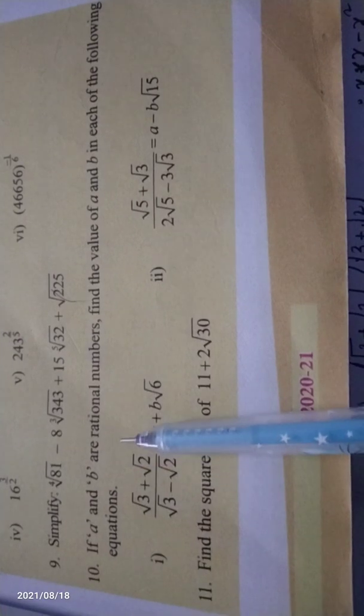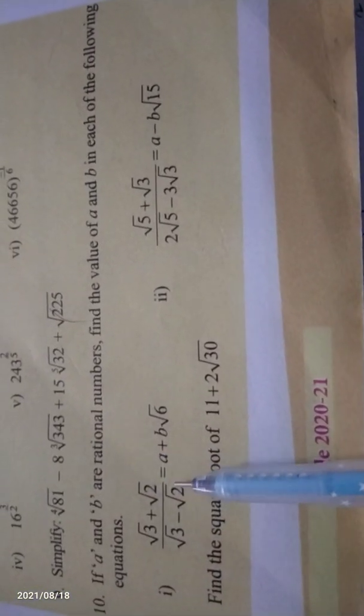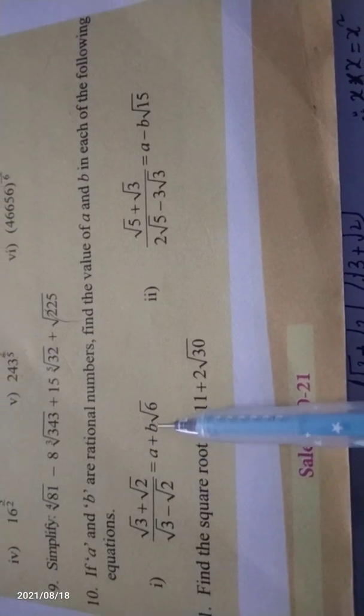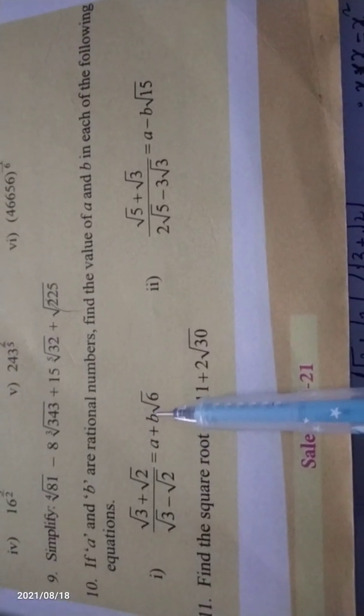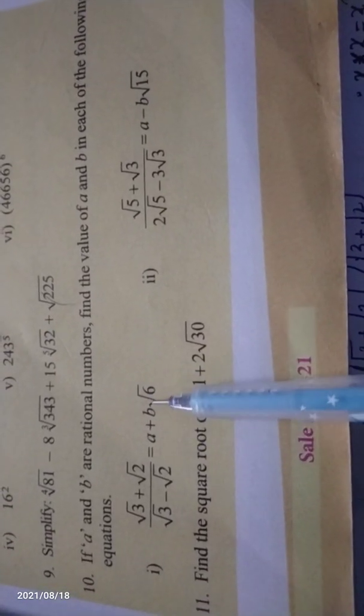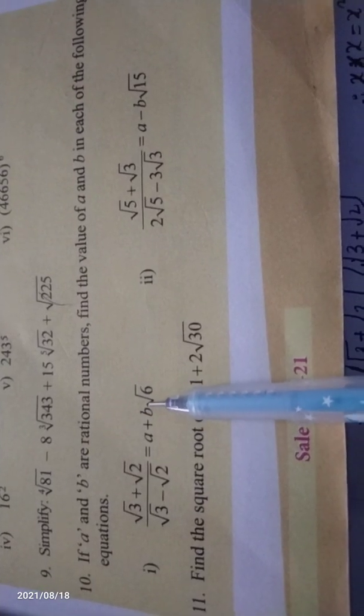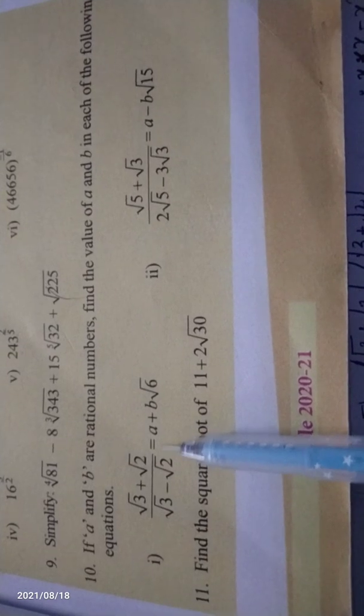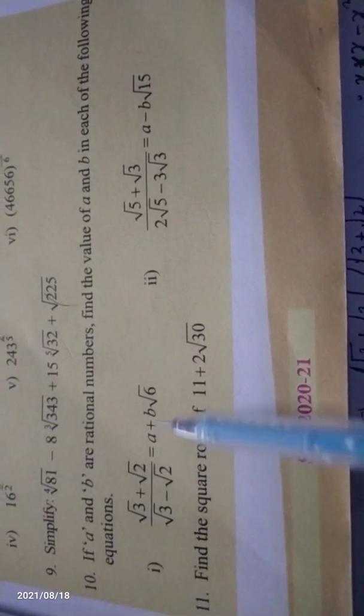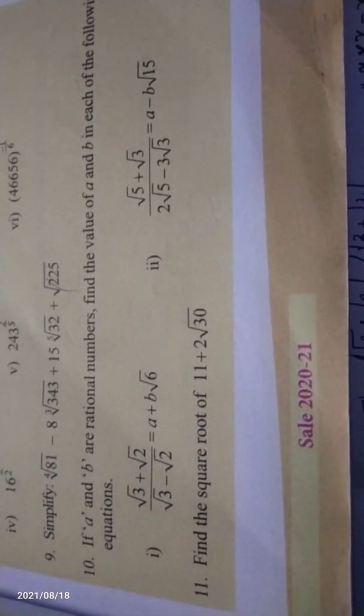Let's see what the 10th question is. If a and b are rational numbers, find the values of a and b in each of the following equations. What do we have to do? We have to find the values of a and b. Here in the RHS we have a plus b root 6. With the help of this expression we have to find the value of a and the value of b. Let's see how we can find the values of a and b.